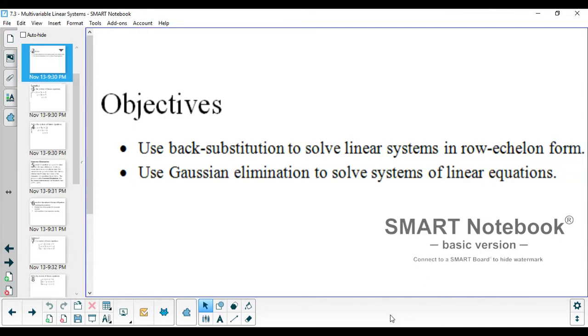Good morning, class. So today we're going to expand on what we talked about yesterday, which was a review of basic systems of equations that you covered in Algebra 1 and Algebra 2. So today we're going to take it a little bit further and look at more complicated systems of equations with more variables and more equations.